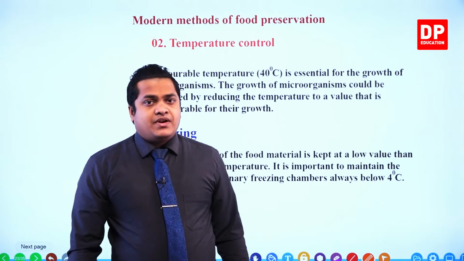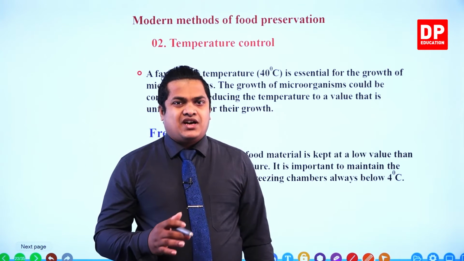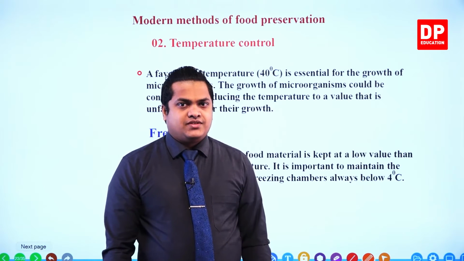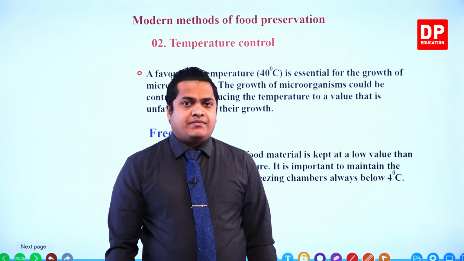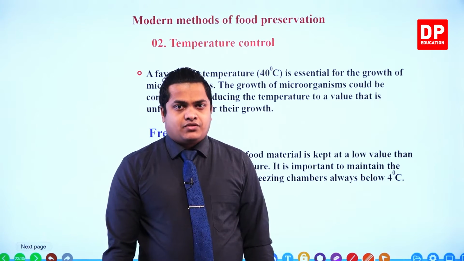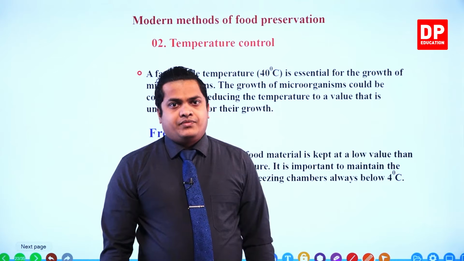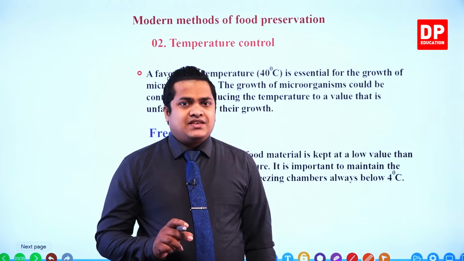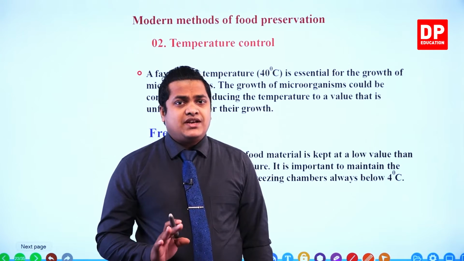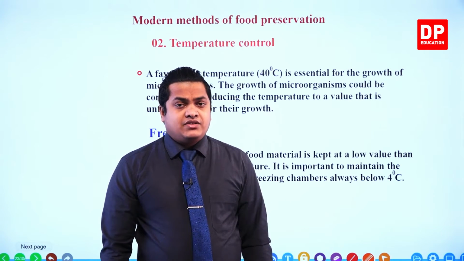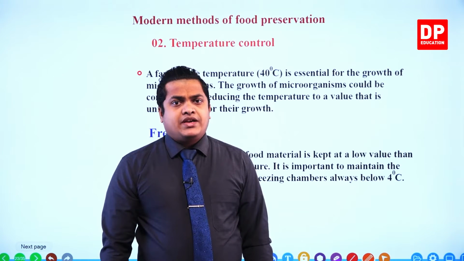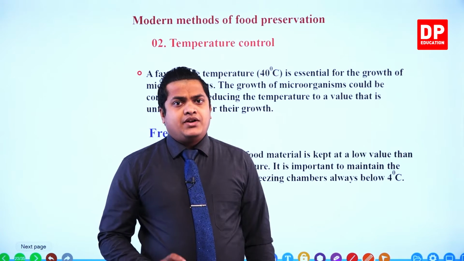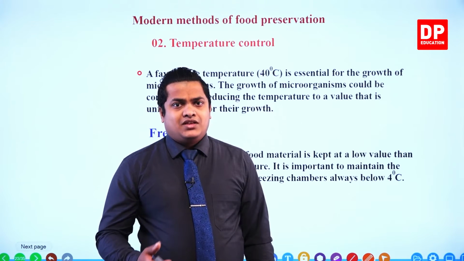Now, the favorable temperature is room temperature, up to around 40 degrees Celsius. That is the normal room temperature at which microorganisms can grow. Up to 40 they can grow, right? So by controlling, here we are minimizing or reducing the temperature. Upon the reduction of temperature, microorganisms will not be able to grow as they do in the usual way.